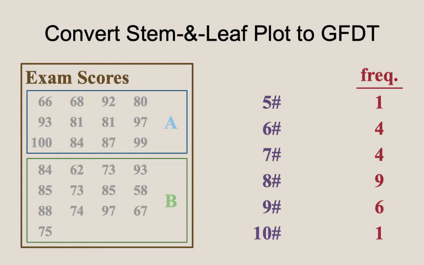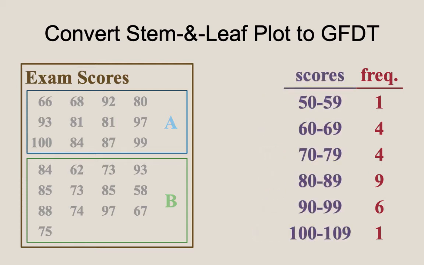For the FDT, we need to clearly indicate the range of frequencies that have been grouped together, if you will. From the stem and leaf plot, we were grouping by the 50s, 60s, 70s, etc., and we can write this clearly in the first column of the table. And now we have a GFDT.